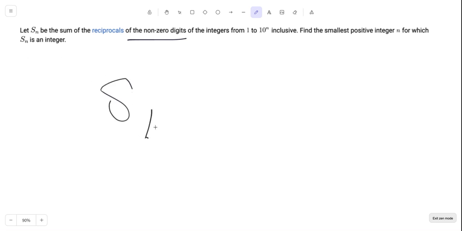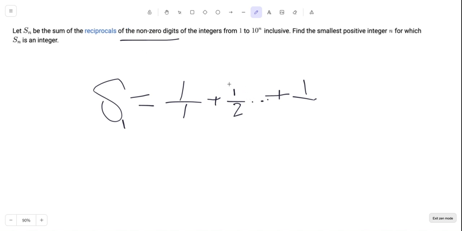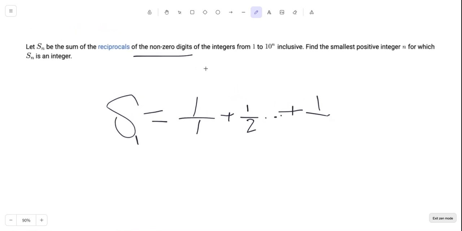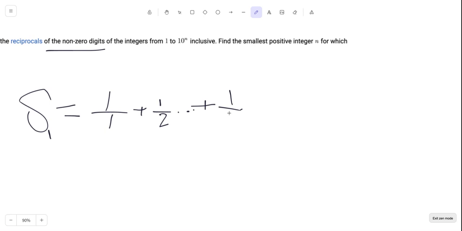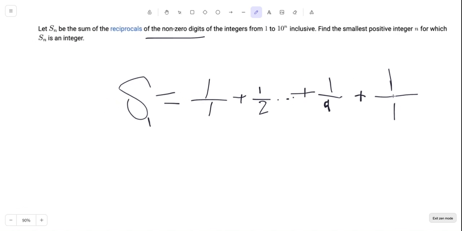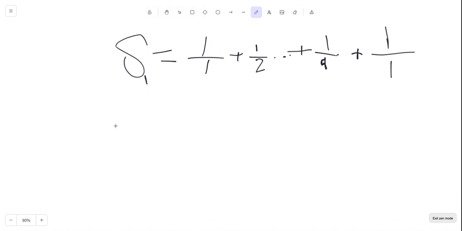Okay, first of all, S sub 1, what would that be? 1 over 1 plus 1 over 2 until 10 to the 1, right? But it's the sum of the reciprocals of the non-zero digits. So after 9, for 10, we would only have 1, not 0. So it would be plus 1 over 1 again.